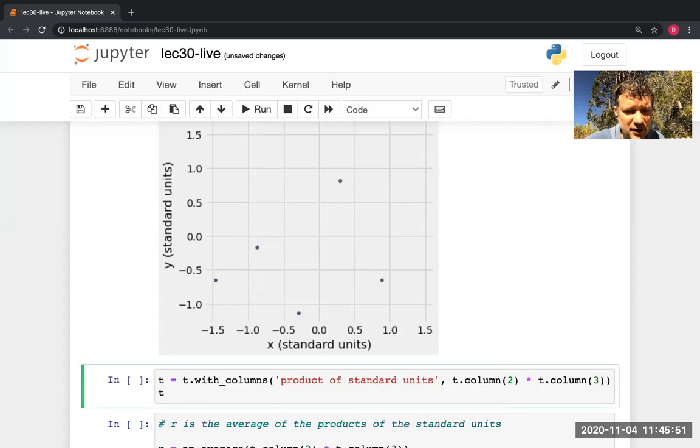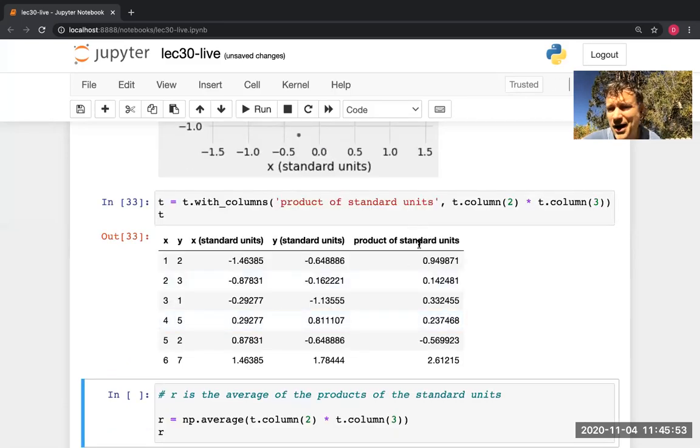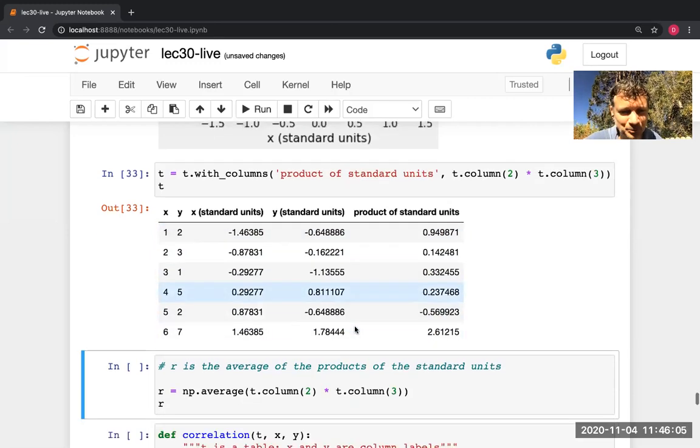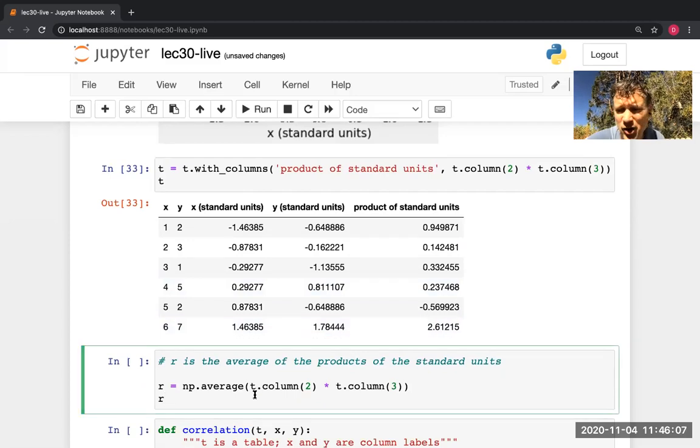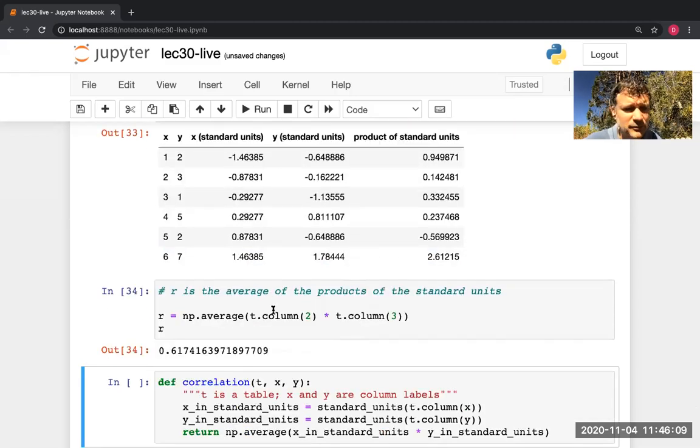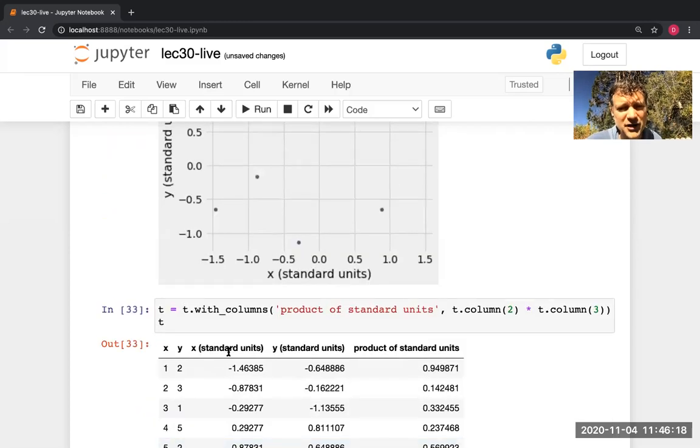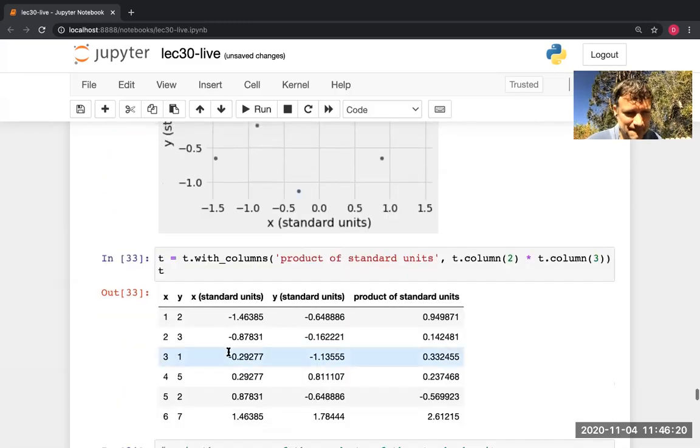So let's do that for all the points. We're going to compute the product for each point. It's the product of the x and the y in standard units. And you can see some of these points have positive values and one has a negative value. And now we take the average of those products. And here the average is 0.6. And so that is r. That is the correlation coefficient. So for this data set, the correlation coefficient is 0.6.